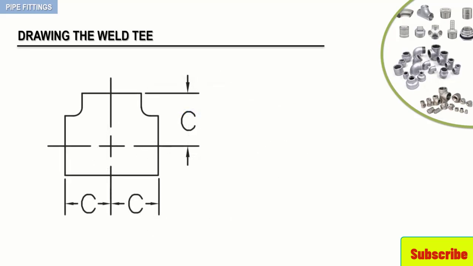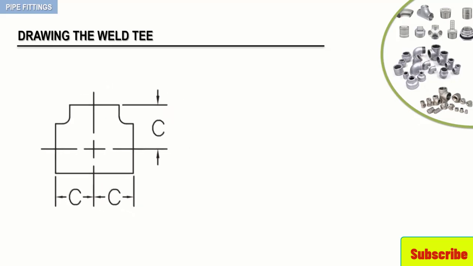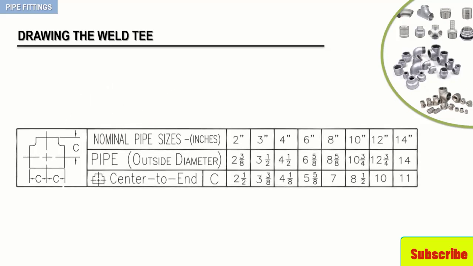Okay, now before drawing or designing the weld tee, 2 dimensions must be determined. The first dimension is required to establish the center to end length of the header portion of the tee, and the second dimension is used to establish the length of the branch portion of the tee. If a straight tee is to be drawn or designed, you can use the following dimensioning chart to find the C dimension of the tee.